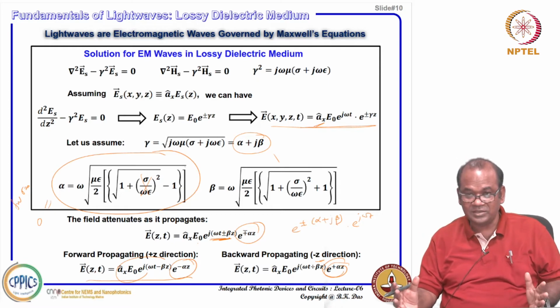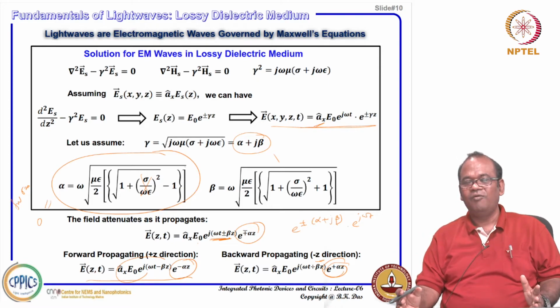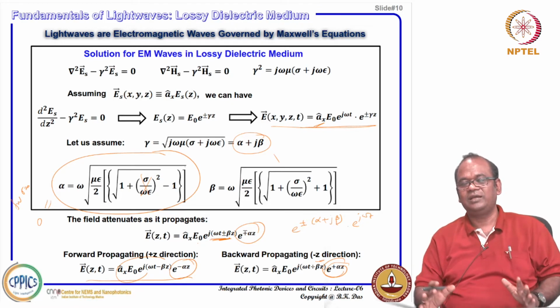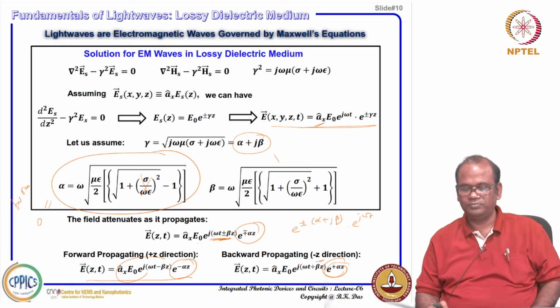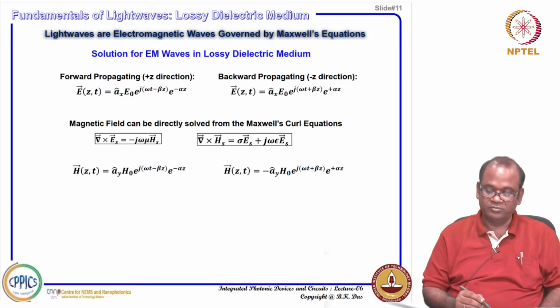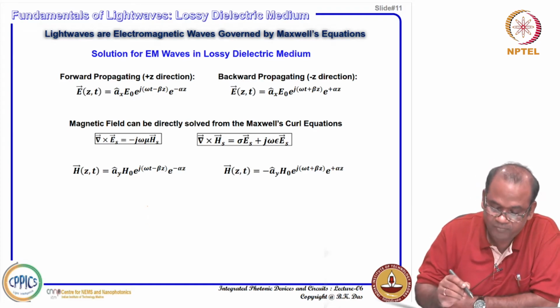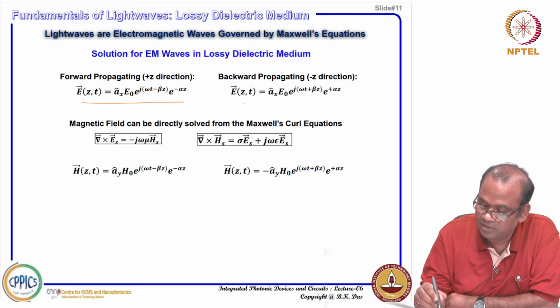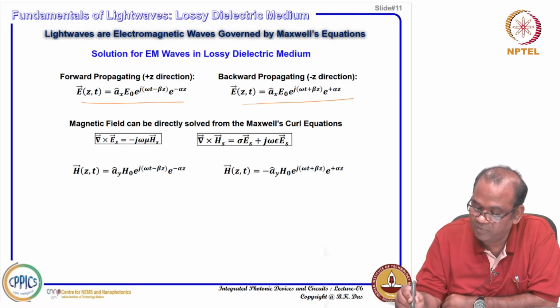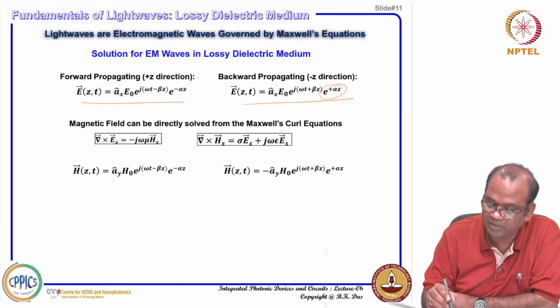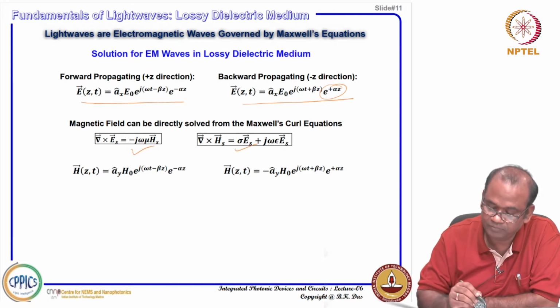So, once sigma is there, starting from Maxwell's equations, I can say that the wave attenuates as it propagates. Now, I have written down the forward direction and the reverse direction: the forward propagating wave here and the reverse propagating wave here, with plus alpha because of the negative direction. That is why it is a lossy thing; I write plus, but it should not be confused as amplifying. Now, the magnetic field can be directly solved from Maxwell's curl equation. Once I get the electric field, I can find the magnetic field here. This is in the x direction, and I can solve this one.